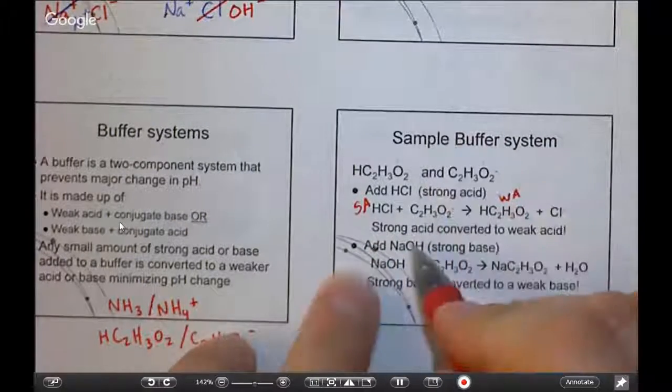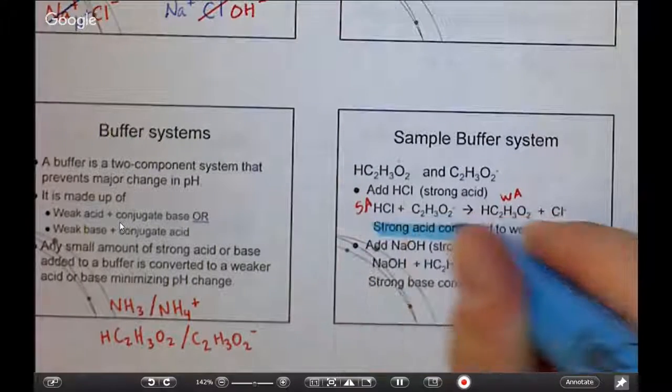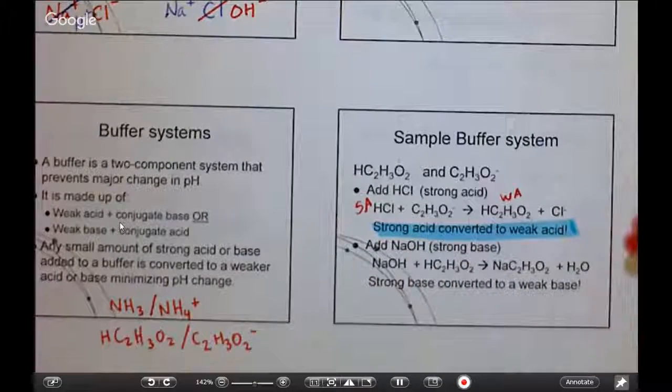Okay, so we take the strong acid and we are converting it to the weak acid. The buffer system is comprised of the weak acid. So if we take a small amount of something very strong, we put it in the buffer system, it gets changed into the weak substance that's in the buffer. That's good. Okay, we want to make sure there's no negative effect by adding something into our buffer system, and so we convert the strong into the weak.